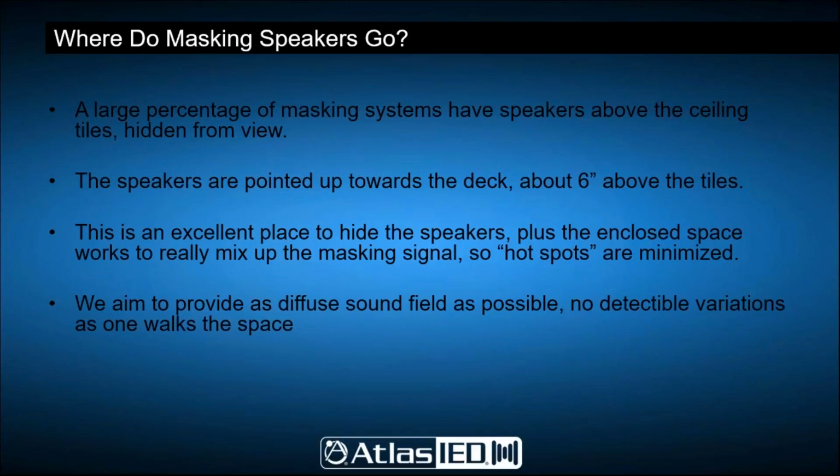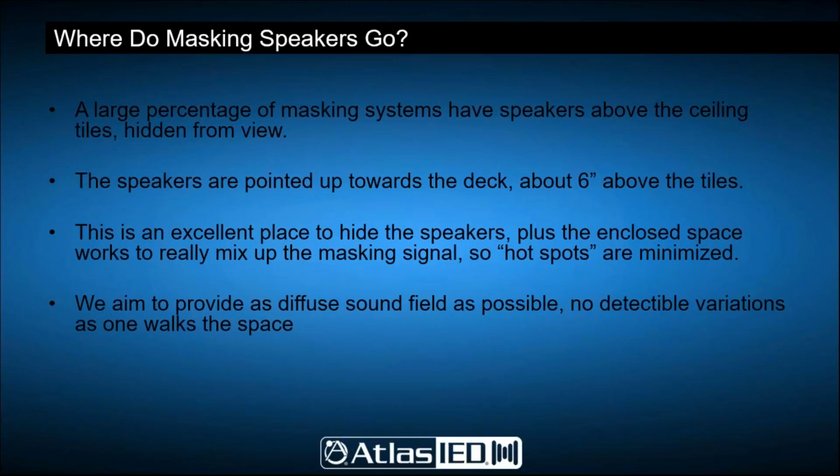Where do masking speakers go? Traditionally, a large percent of masking systems will have speakers above the ceiling tiles, hidden from you, out of sight and out of mind completely from the staff. The speakers are pointed up towards the deck. They're about 6 inches above the tiles. This offers even distribution of coverage. The masking signal reflects from the upper deck and disperses through the tile.